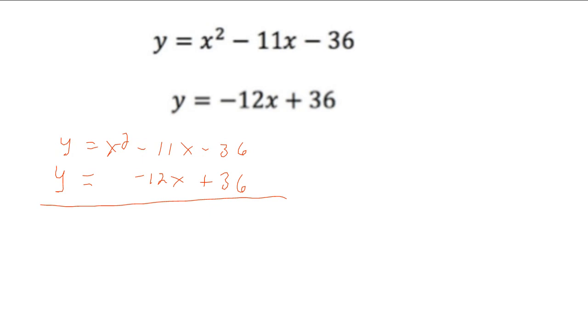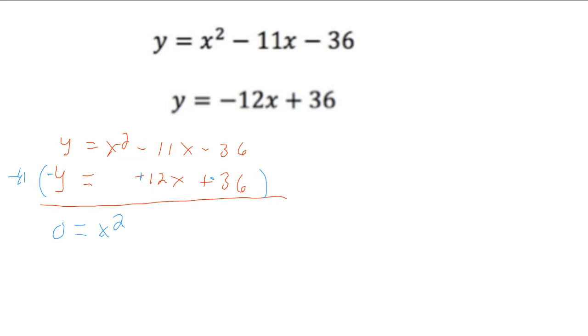The x is not going to cross off, the y's are not going to cross off. So you should have learned in Algebra 1 that you can multiply any of the equations by something. I'm going to multiply this equation, the whole thing, by -1. Well, what does that do? It just changes all the signs. This becomes -y. This becomes positive 12x. This becomes -36.